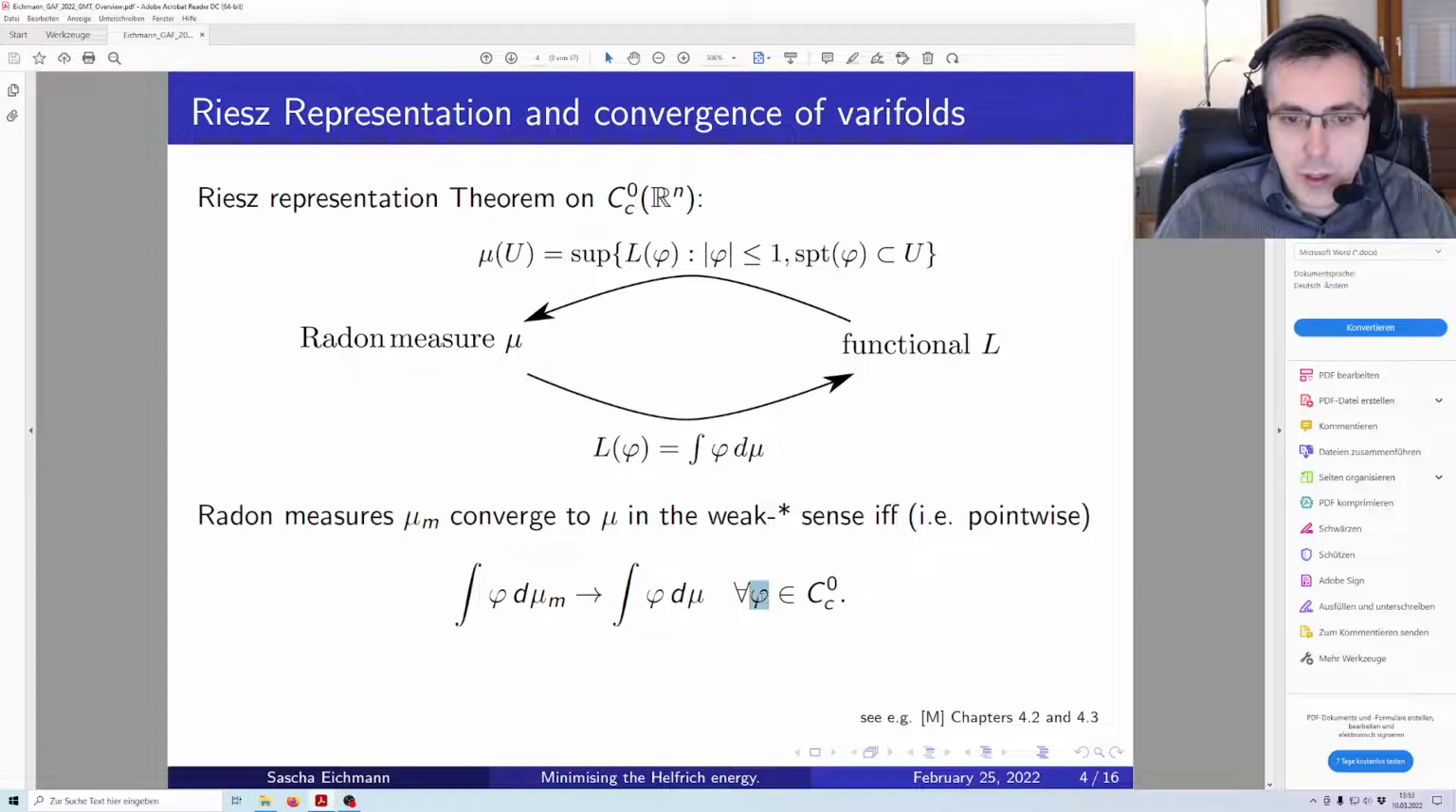We take an arbitrary test function phi coming from the set of all continuous functions with compact support. We integrate over our mu m's, and if these actually converge to the integral of phi d mu, then we say that the mu m's converge to mu in the so-called weak star sense, or in the pointwise sense for these linear functionals.